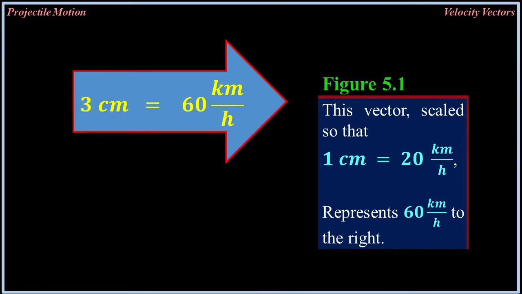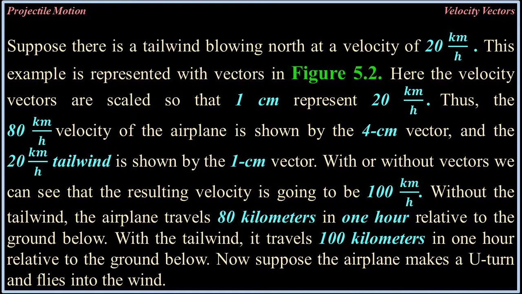Here's figure 5.1. This vector, scaled so that 1 centimeter equals 20 kilometers per hour, represents 60 kilometers per hour to the right. Well, it's not 3 centimeters, but fair enough. You get the idea. Suppose there is a tailwind blowing north at a velocity of 20 kilometers per hour. This example is represented with vectors in figure 5.2.